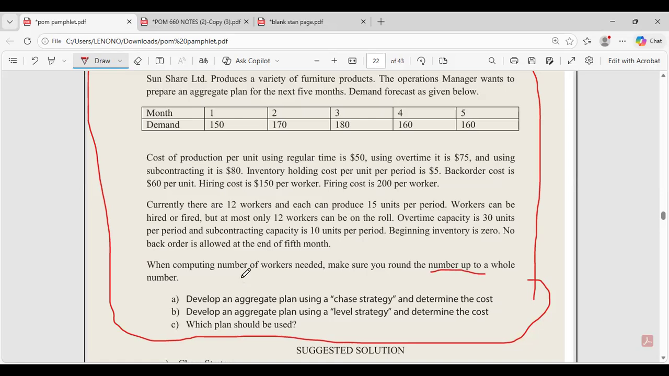A. Develop an aggregate plan using a chase strategy and determine the cost. B. Develop an aggregate plan using a level strategy and determine the cost. C. Which plan should be used?